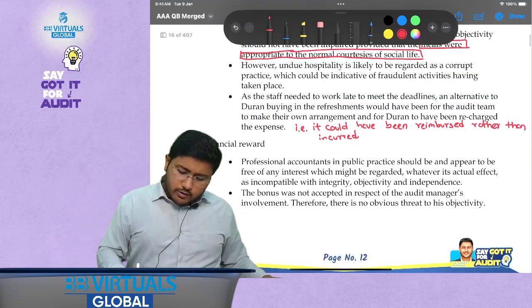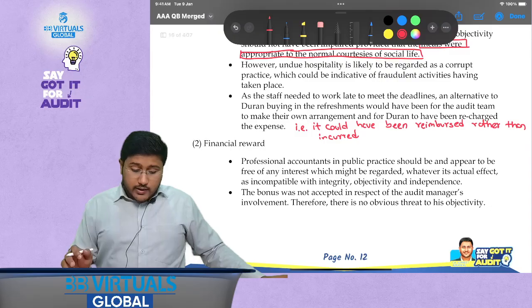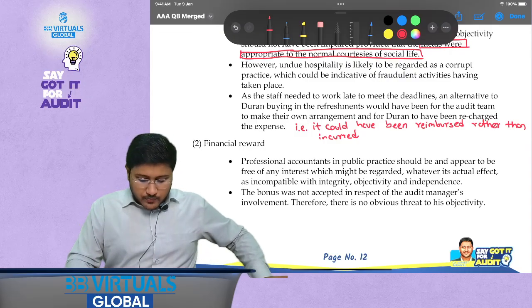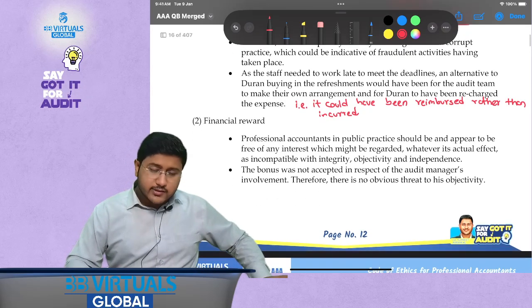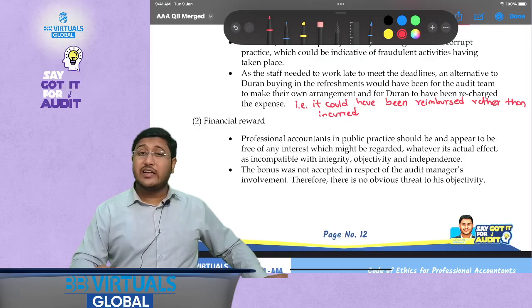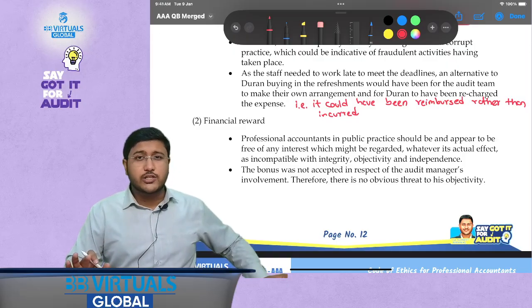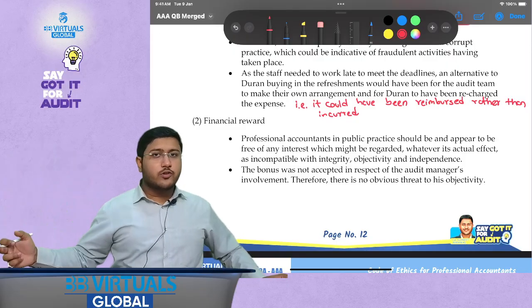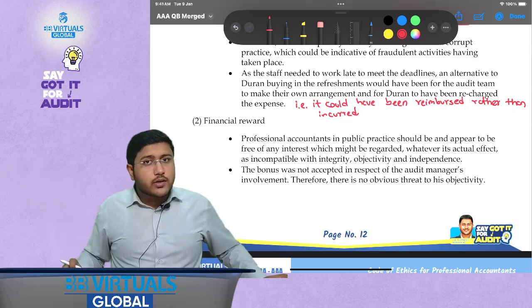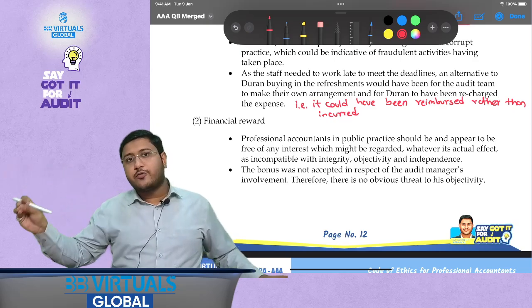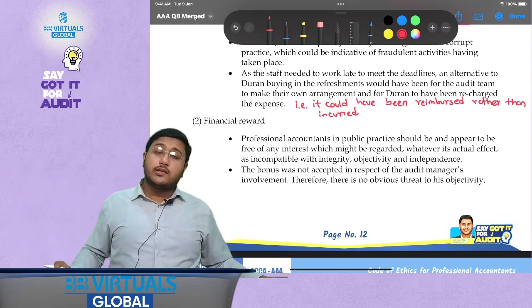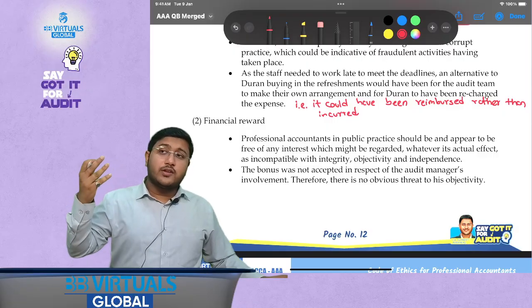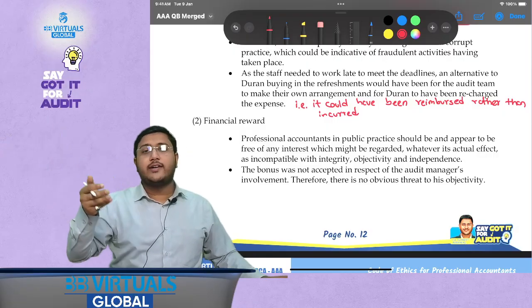However, undue hospitality is likely to be regarded as a corrupt practice, which we have discussed. Now, financial reward. Let's discuss the financial reward. Now this is clearly wrong, right? Financial rewards, because even if the bonus was paid, it was charged back to one particular client, as if that team is hired for that one particular client only, right? Similarly, the particular person is asking that you give them the reward and charge it to us.